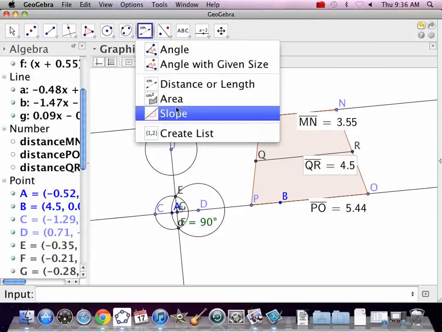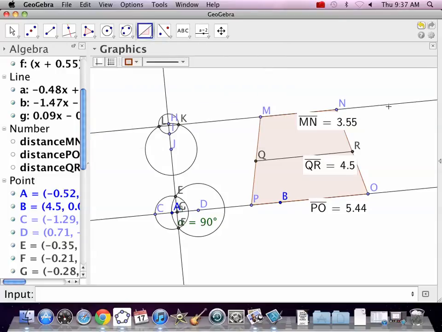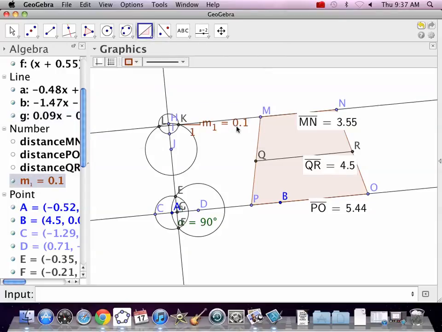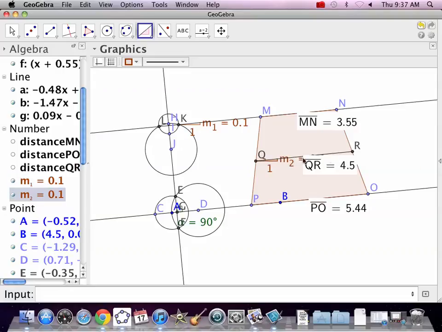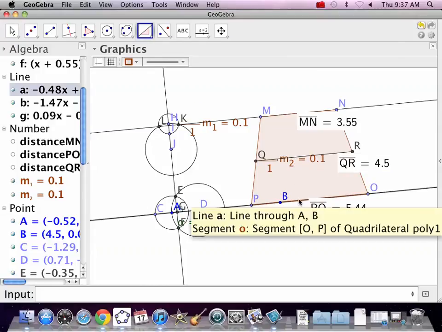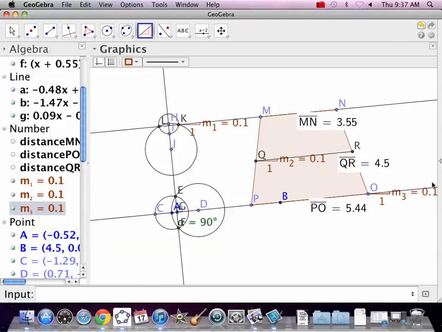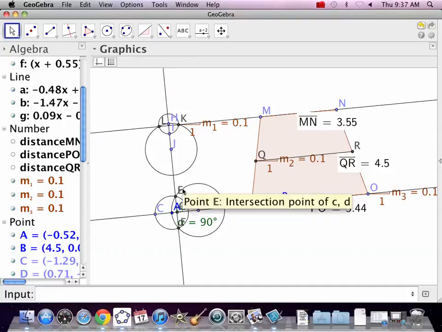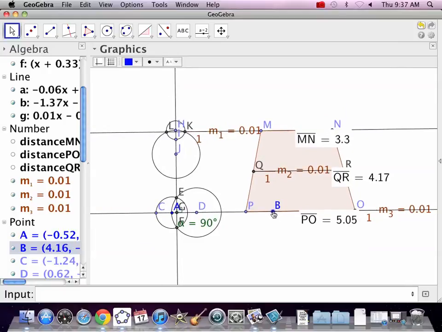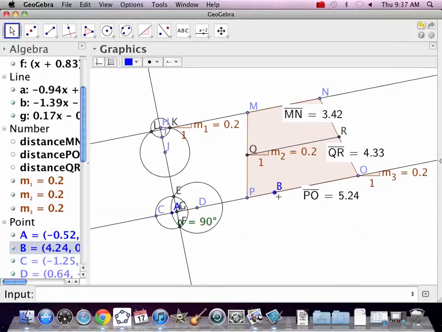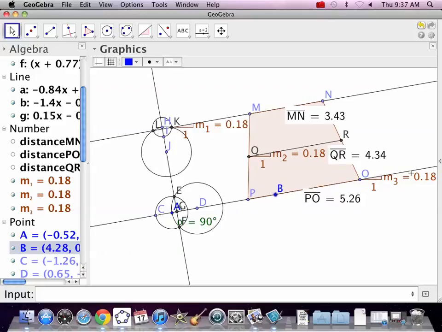Now, is it parallel? Well, that's a slope thing. So we're going to measure the slope of this, and that says 0.01. We'll measure the slope of this, and it says nothing because it's hiding behind here. It says 0.01. Then we'll measure the slope of this one, and look over here on the right, it says 0.01. So making that mid-segment, I'm going to move things around. 0.01, 0.2, 0.18.